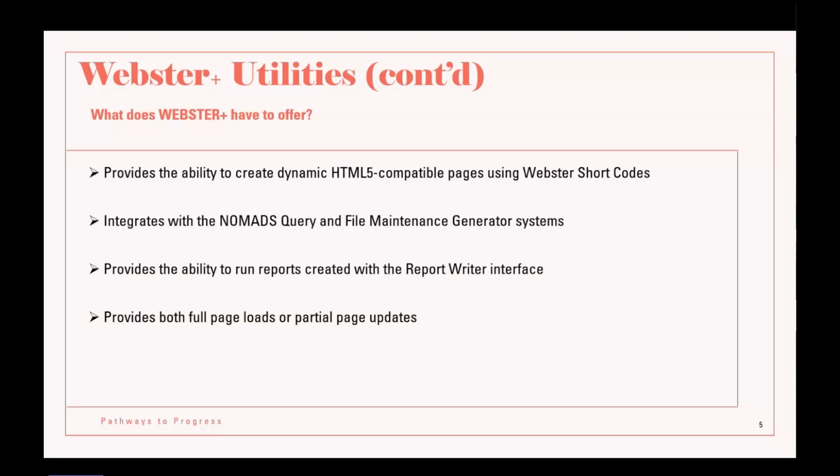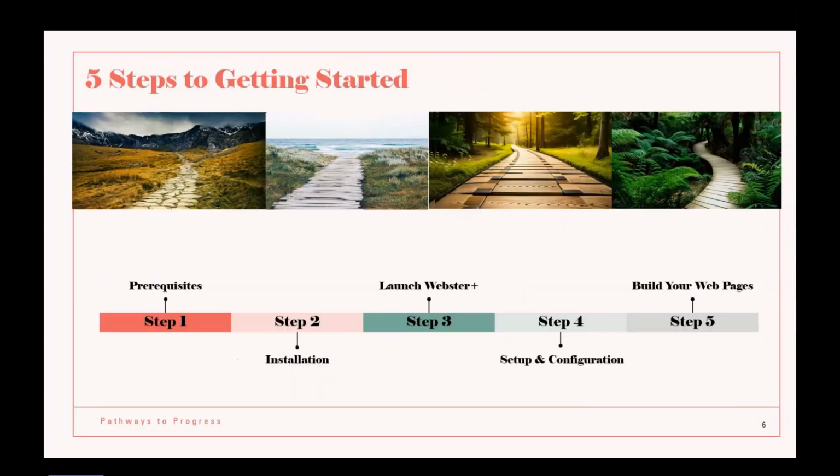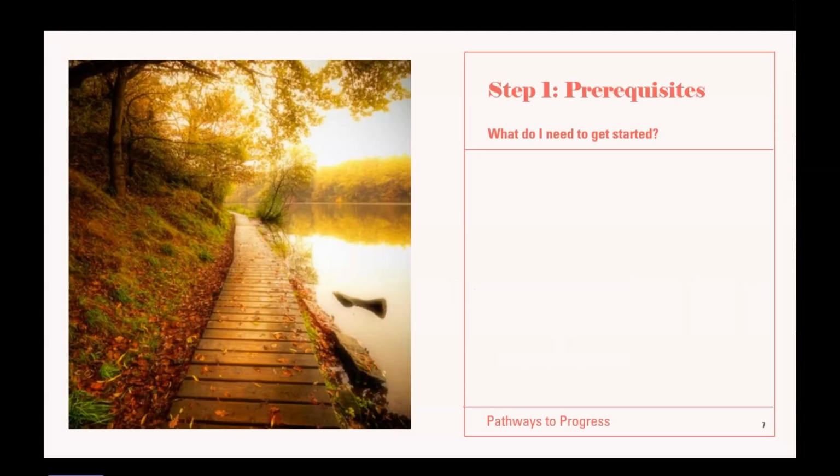interface. It offers flexible page loading, supporting both traditional full page loads and modern, faster partial page updates like Ajax. The system is compatible on 3 common web server platforms: Apache, EasyWeb, and IIS. The whole process only takes 5 steps. We've got prereqs, install, launch, set up and config, and build your web pages.